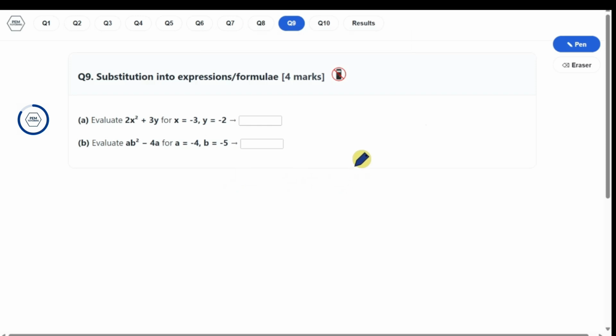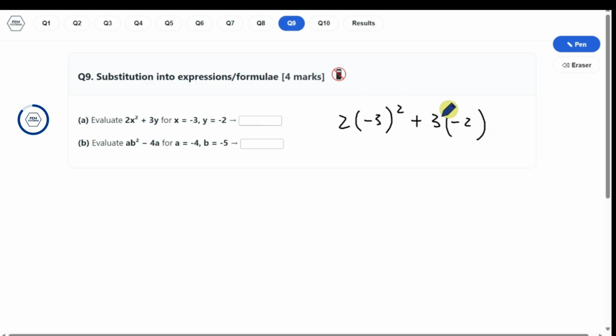Okay, let's look at question 9. We have: evaluate 2x squared plus 3y for x equals negative 3 and y equals negative 2. With these substitution problems, you just want to write out the expression again, but substitute the values given. So we have 2 times, x was negative 3, so that's negative 3 squared, plus 3 times y, where y was negative 2.